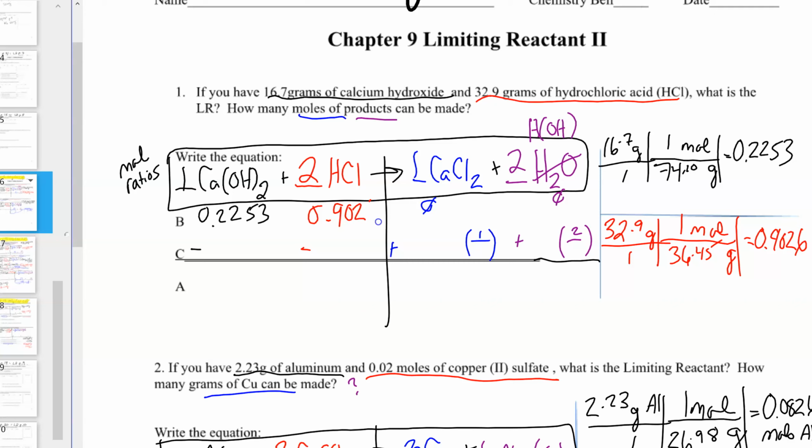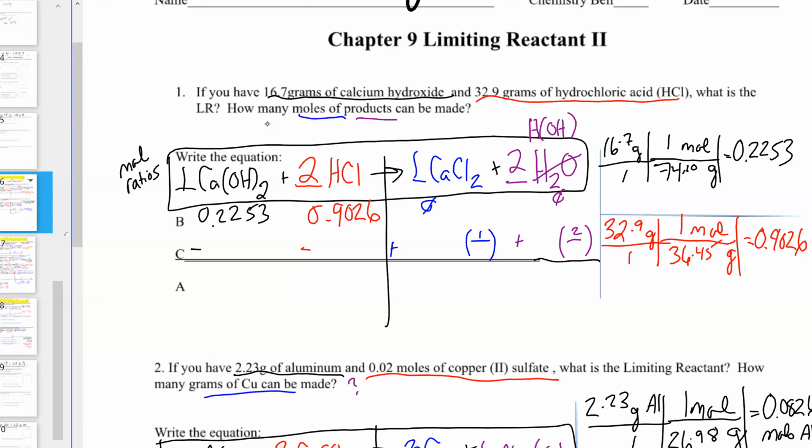Okay, so right now we don't know which one's limiting and excess, but let's just take a look at it. Let's just assume the first one's going to be limiting. If that's true, we're going to use all of it up and there'll be none left over. Look at your mole ratios up here. We need twice as much HCl as calcium hydroxide. So if we have 0.2253, how much of the HCl would we need? We would need double that, so 0.45. Do I have at least 0.45 of it? Yes. So when I do that little self-check, that can help me pick the right limiting reactant.